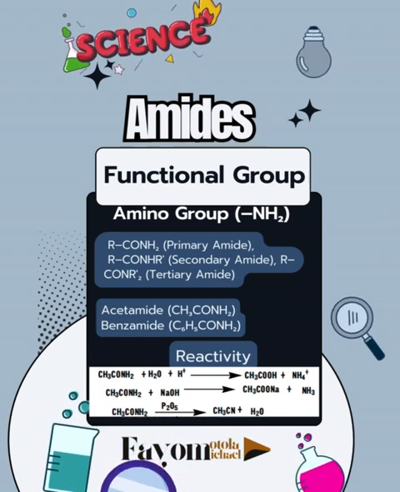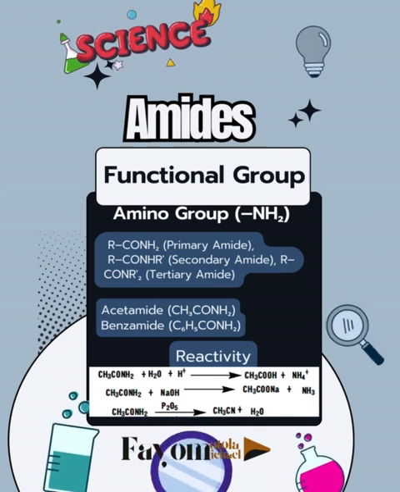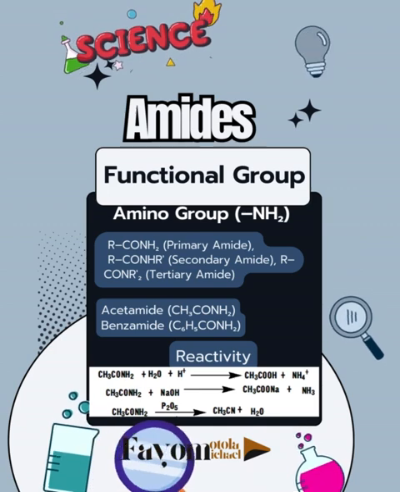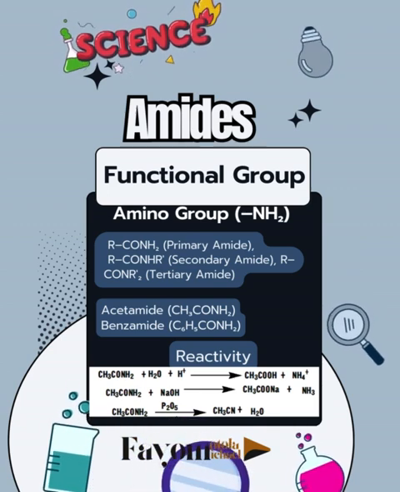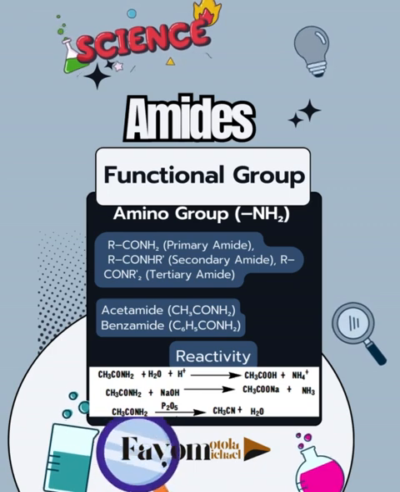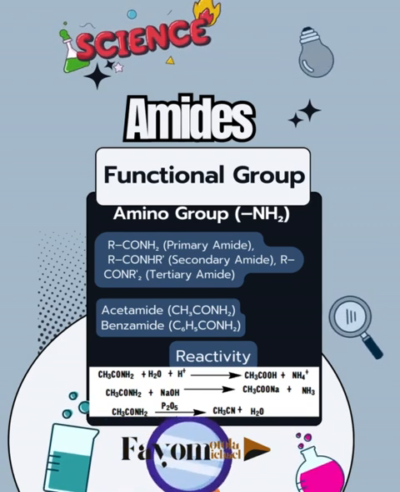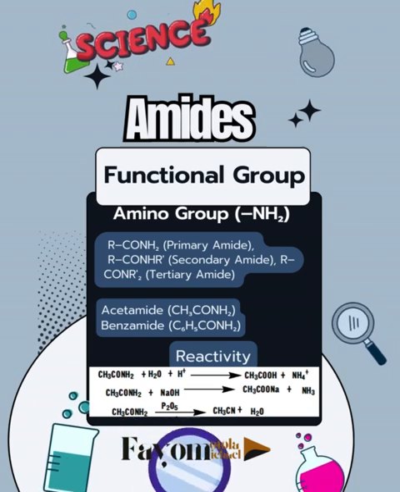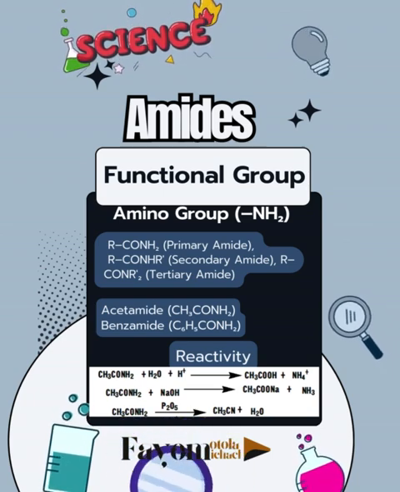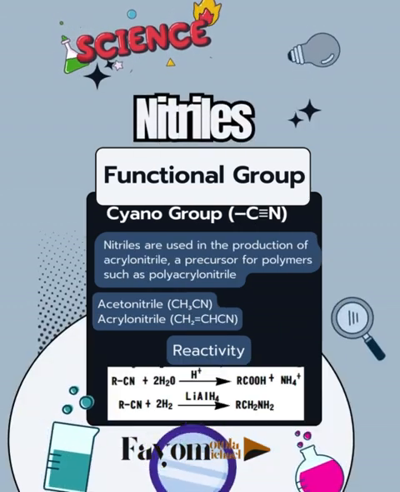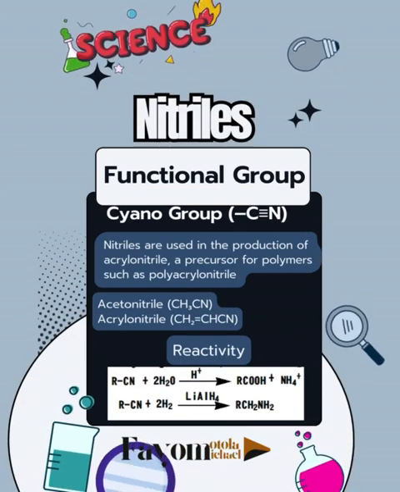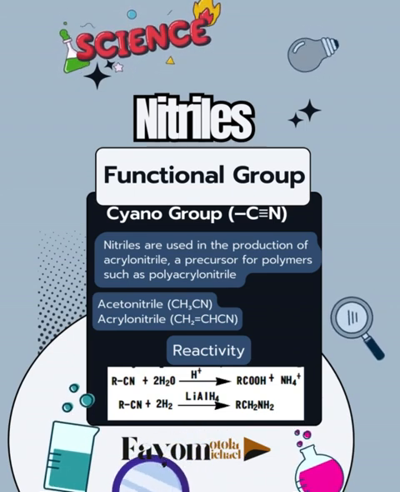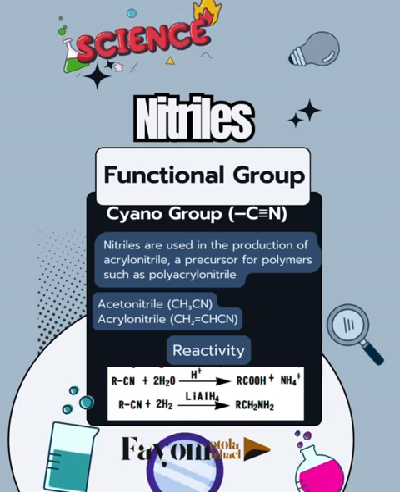Examples of amides are acetamide, which is used as a plasticizer, and benzamide, used in organic synthesis and as a precursor for certain pharmaceuticals. Amides undergo hydrolysis, acidic or basic. They can also be dehydrated to form nitriles. Nitriles have general molecular formula RCN. The CN there is the cyano group. The cyano group is a carbon triple bonded to a nitrogen atom.